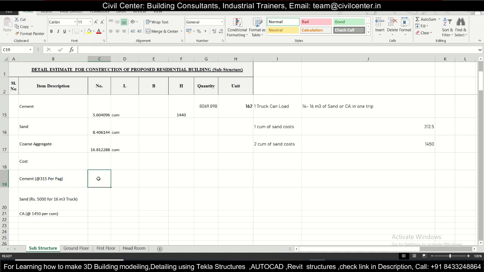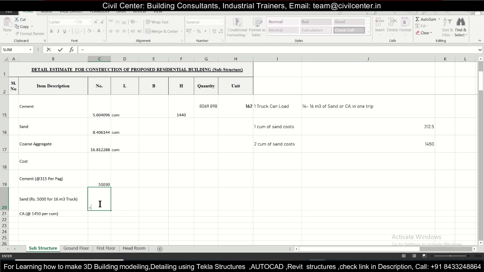If you find out the cost here, it will be in INR. This value calculation is in Indian rupees. So the cost of the cement bags will be 162 into, if you go for 315 rupees per bag. The cost varies according to season. Currently, the period in which I am making the video, Ultratech PPC cement, this is the rate of it. So this is around 51,000 for this number of bags.